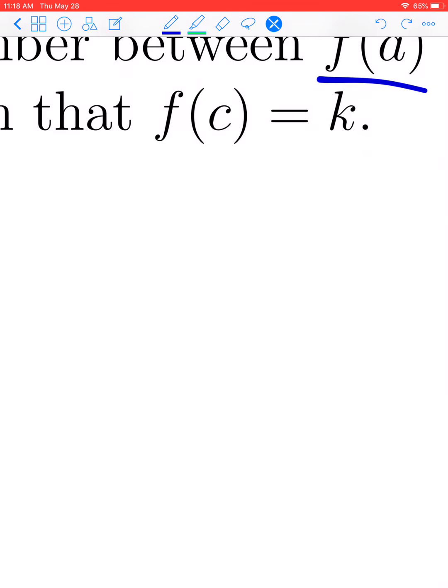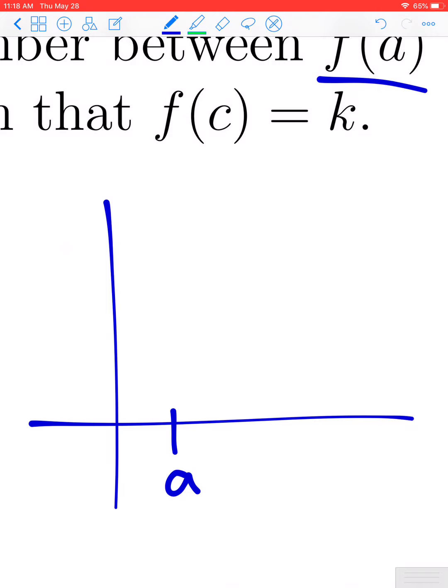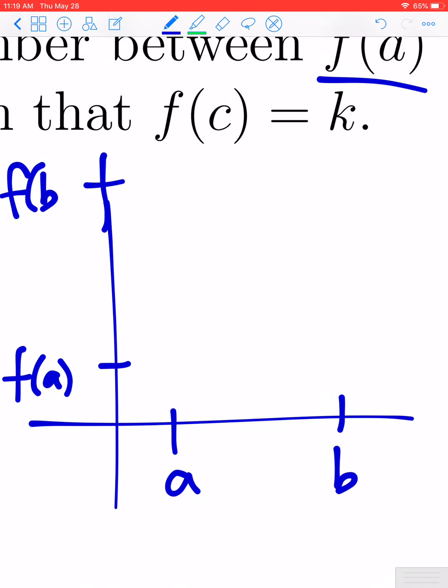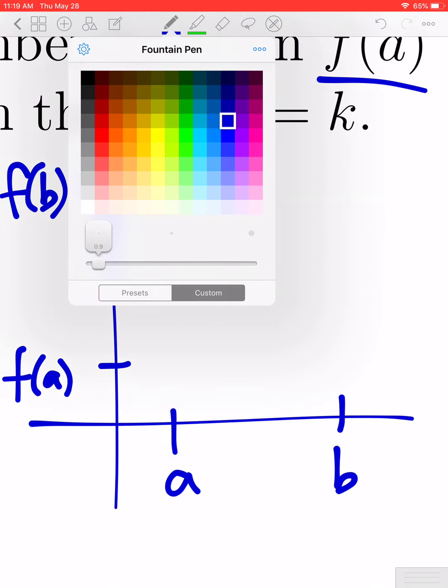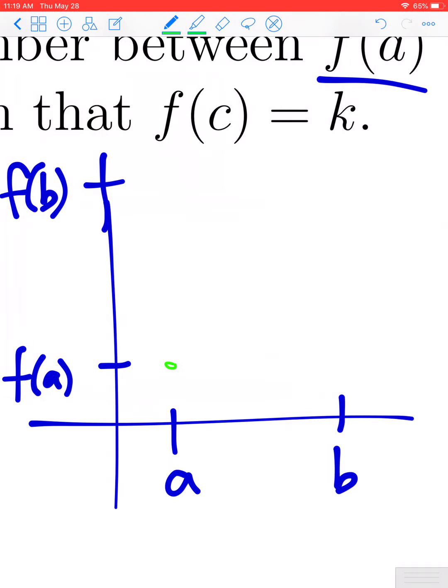Intuitively, if you want to get a feel for what this theorem is really telling us, let's suppose we have a function. Here's a, here's b. The function is continuous on this interval. I'm going to put f of a here, and let me put f of b there. So the function starts here and ends up here. Who knows what it's going to do in between, but the function is continuous. And if you go back to our intuitive definition of continuity, that means the function is not going to have any breaks, gaps, or jumps in its graph between a and b.